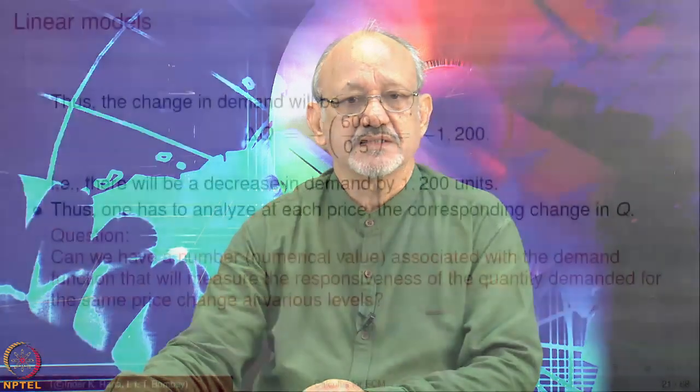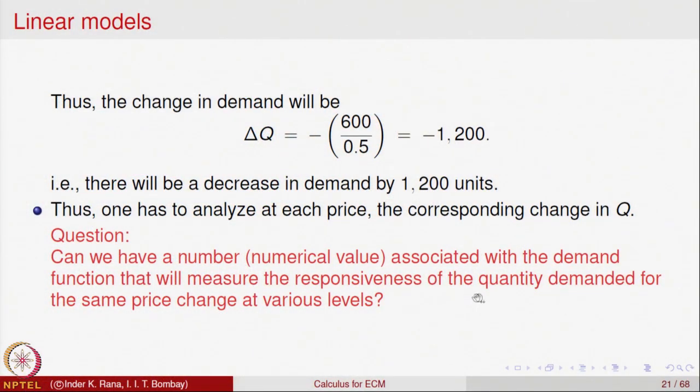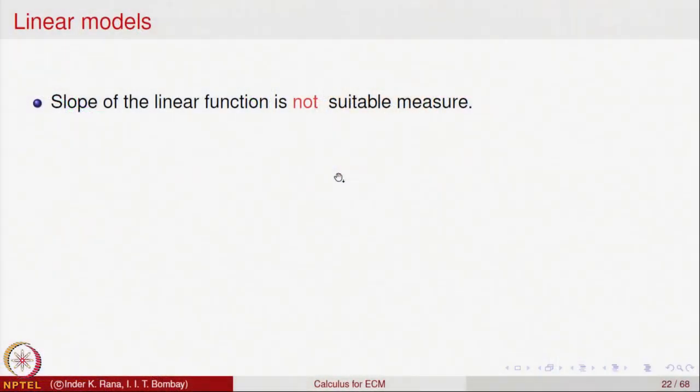So, the question arises, can we have a numerical value associated with the demand function that will measure the responsiveness of the quantity demanded for the same price change at various levels. So, what we are saying is we are given the demand and supply function. We are looking for some characteristic that will indicate how much the demand will change at different price levels. To answer this question, naturally we have said that the slope of the linear function is not a suitable measure for this.